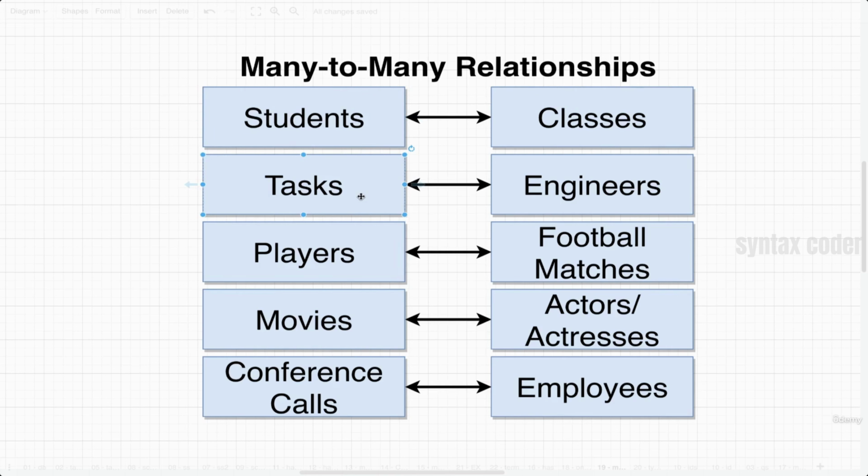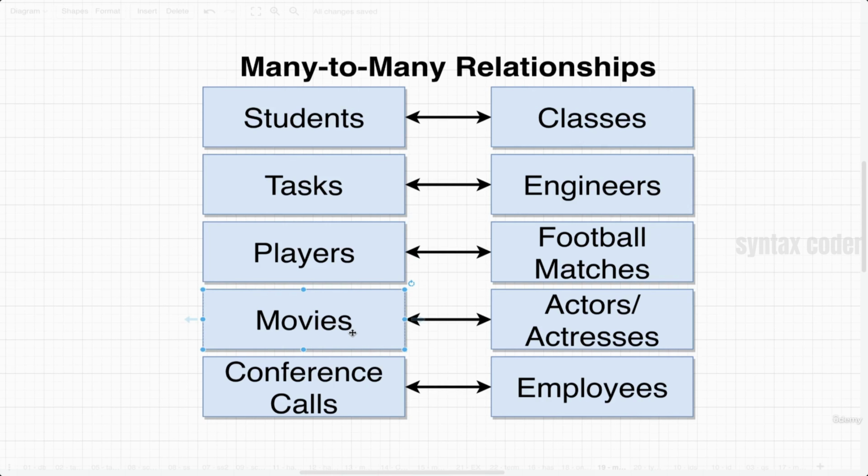How about tasks and engineers? If you consider a task at a large software engineering company, there might be multiple engineers assigned to one task or one project. At the same time, a single engineer might be assigned to multiple different tasks. So a task has many engineers working on it, and an engineer might be working on many different tasks. Sports games are another great example. There might be many different players who play in a single football match, and there are many matches, with each match having many players playing in it.